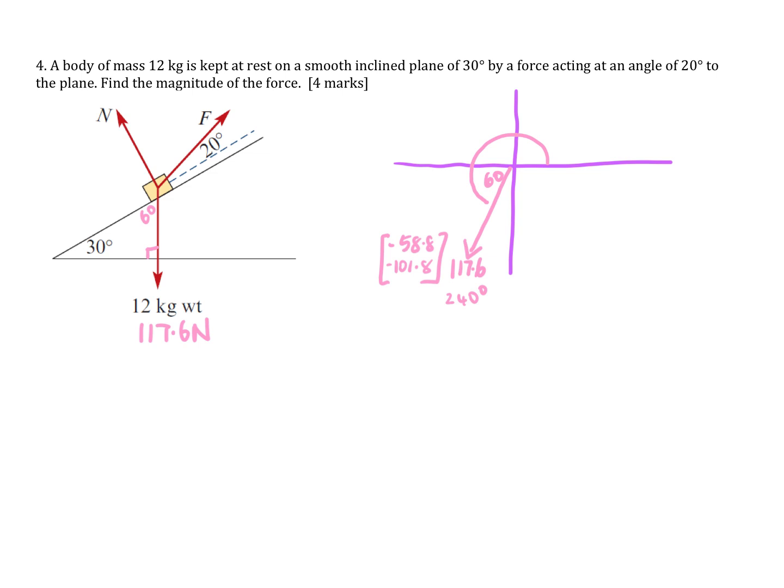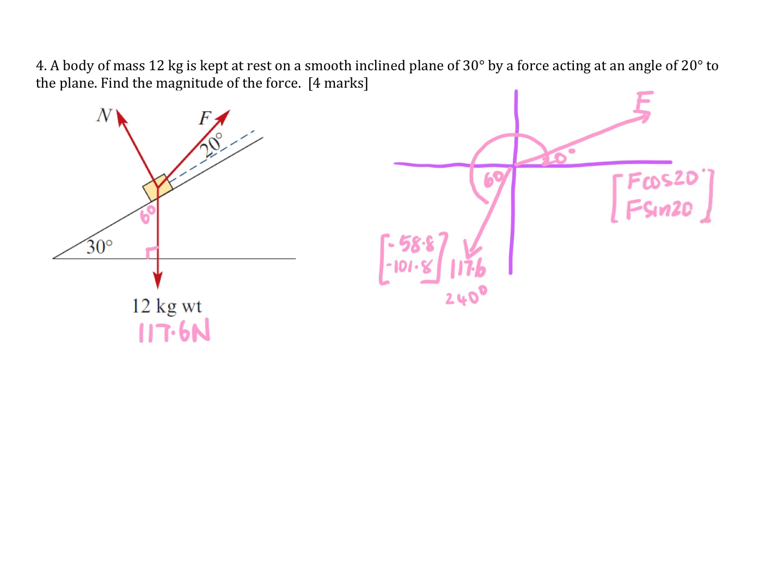Okay, next thing we need to do is put in this vector coming up there. So I'm going to put that one over here, and that's coming up at an angle of 20 degrees to the plane. Now, I don't know the magnitude of that. That vector there has magnitude of f. I'm going to say that as a vector is f cos 20, that's the i component, and f sine 20 is the j component.